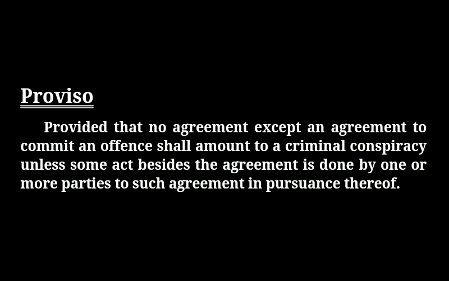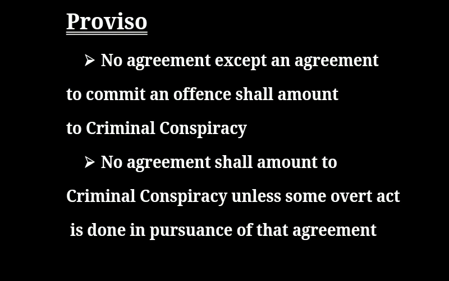Proviso of Section 120A. Provided that no agreement except an agreement to commit an offense shall amount to a criminal conspiracy unless some act besides the agreement is done by one or more parties to such agreement in pursuance thereof. For understanding this proviso, let's split it into two parts. First part of the proviso: no agreement except an agreement to commit an offense shall amount to criminal conspiracy. It means that every agreement made to commit an offense is criminal conspiracy, not other agreements.